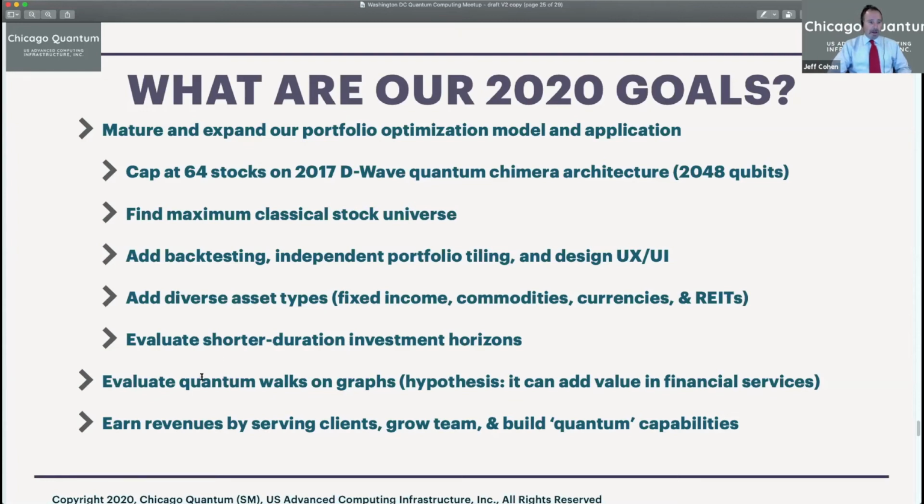We are evaluating right now quantum walks on graphs. Our hypothesis is it can add value in financial service applications. And we'd like to earn revenues by serving clients, grow the team, and build our capabilities. We are recruiting volunteers, and as clients come in, we're going to be recruiting paid associates.